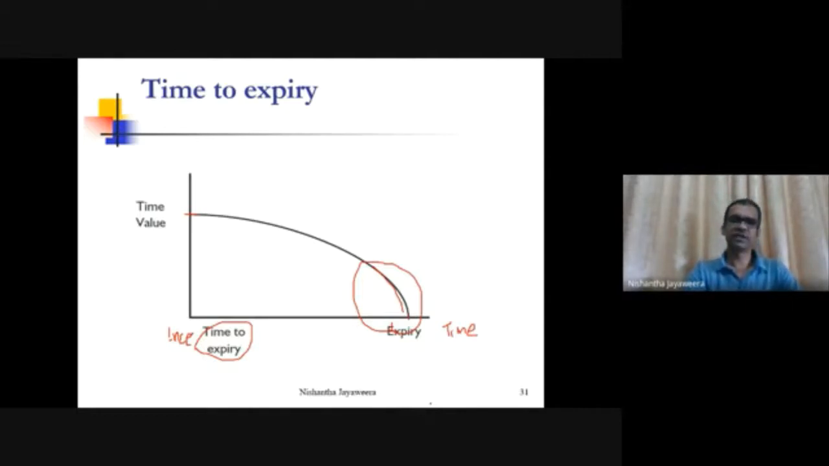Longer the maturity, higher the time value. As maturity approaches, time value goes down. Very close to expiry, time value goes down in a rapid way.